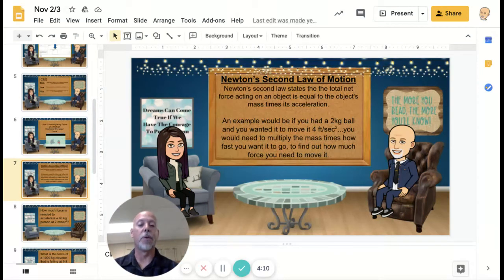An example would be if you had a 2-kilogram ball and you wanted to move it 4 feet per second squared. You would need to multiply the mass times how fast you want it to go to find out how much force you need to move it. All right? So it would be the mass, 2 kilograms, times how fast we want it to go, 4 feet per second squared, means that we would need 8 newtons of force to move that ball at that speed. All right?